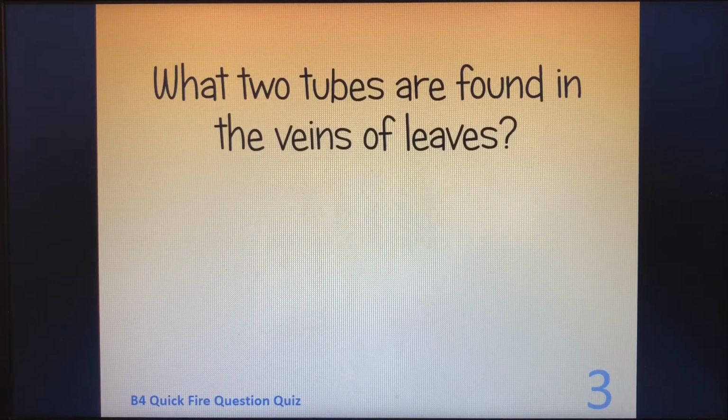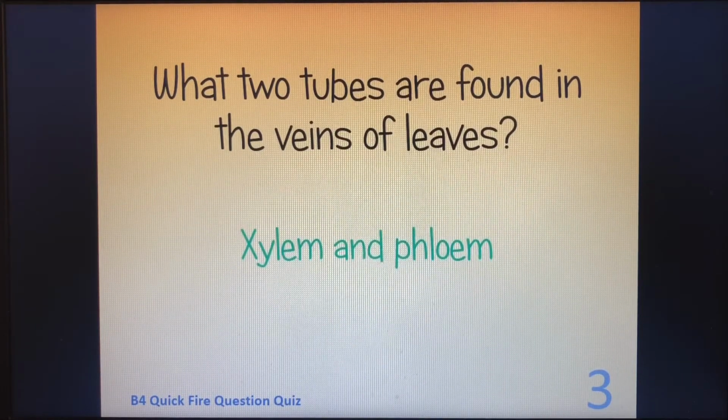And the answer is xylem and phloem. Xylem carrying the water and the minerals in one direction, and the phloem taking the sugars all over the place in all directions, okay, by the process translocation.